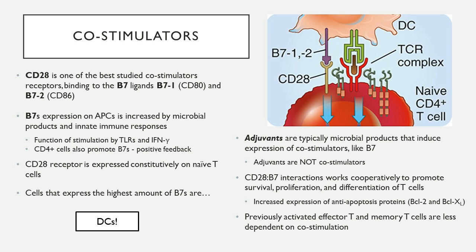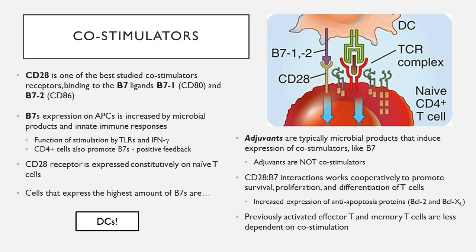We learned previously that adjuvants are a component that play an essential role in inducing primary T cell responses to protein antigens in vaccines. Well, here, now we're starting to understand what adjuvants do. And adjuvants are used to help induce high expressions of co-stimulators like B7. And it's important here to note that adjuvants are not co-stimulators themselves, but they induce the expression of co-stimulators.